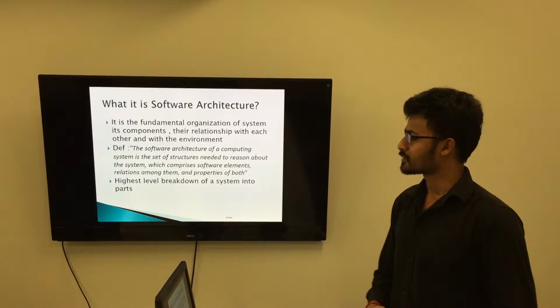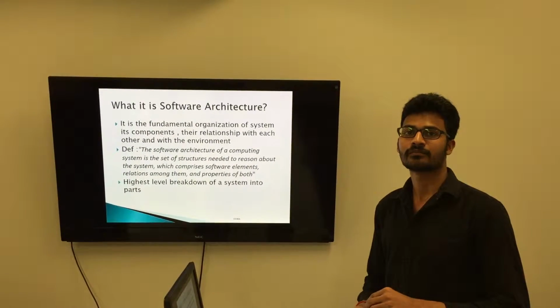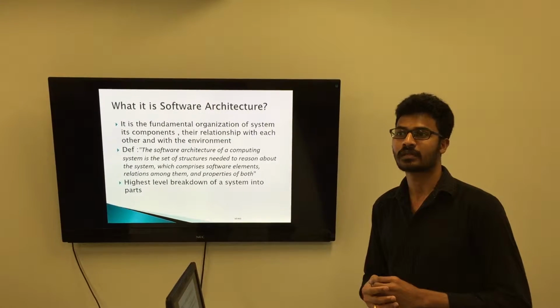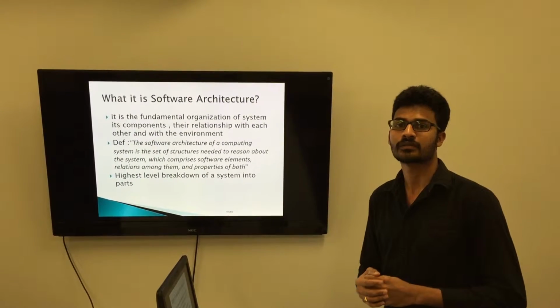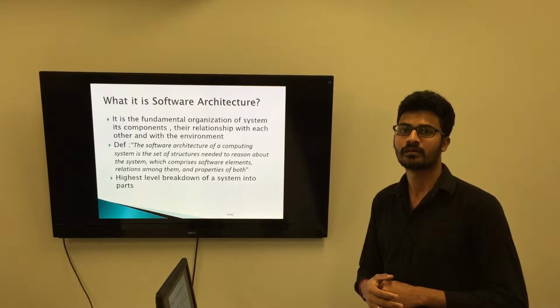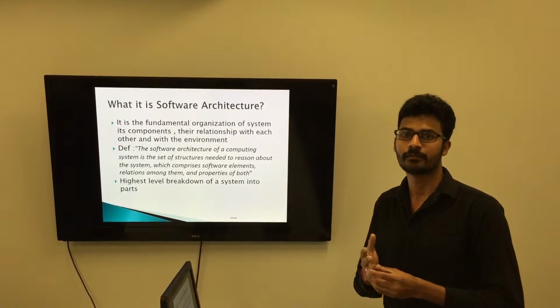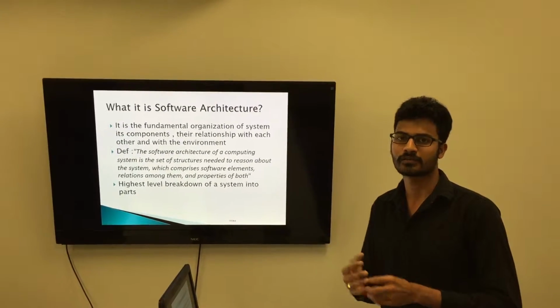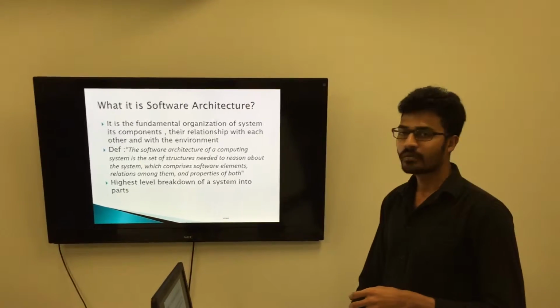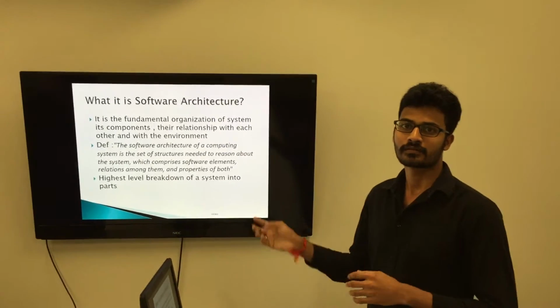What is software architecture? It is a fundamental organization of a system and its components. It's like how they're going to interact with each other, how they're going to interact with the environment, and how the flow will be between two or three components. We do have some definitions regarding software architecture.